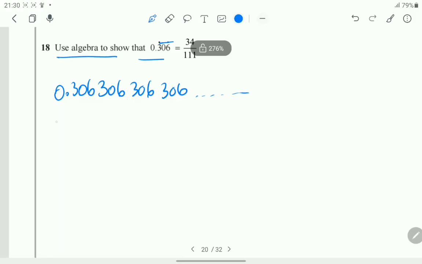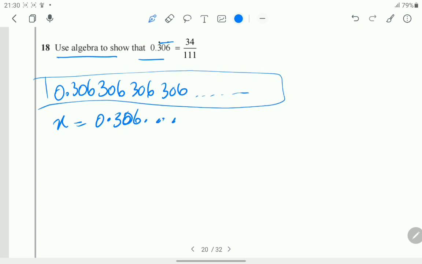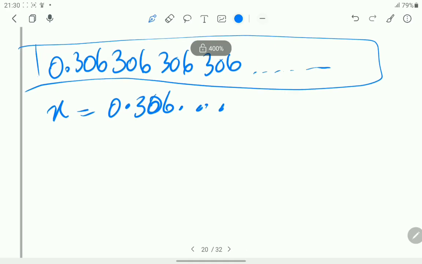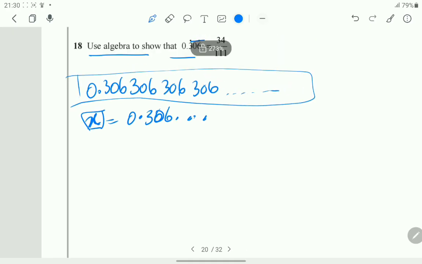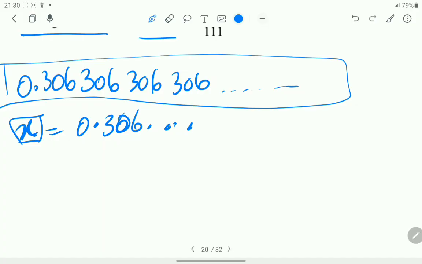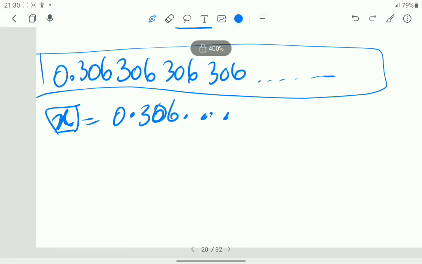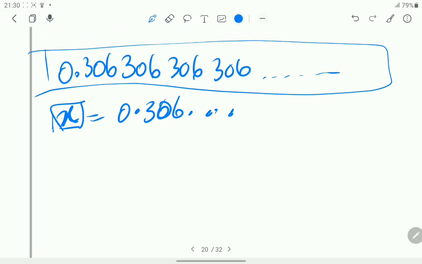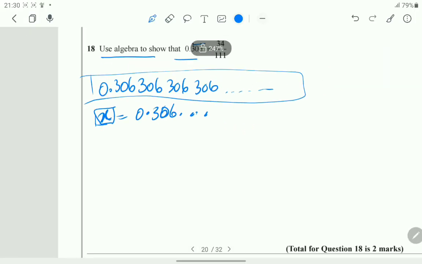Now just for simplicity, let's say that this whole indefinite sequence is x. Why this helps is because we now have a variable that we can manipulate. So instead of calling it 0.306, 306, 306, and so on, we now call it x. This is like calling your friend with a pronoun like that person, they, them, he.